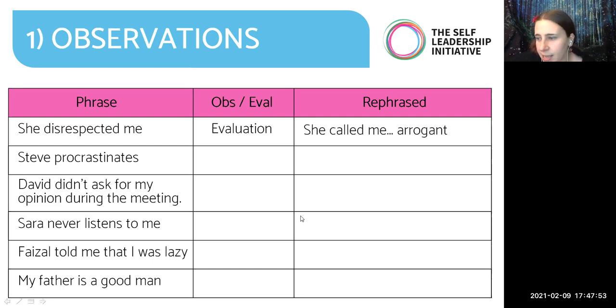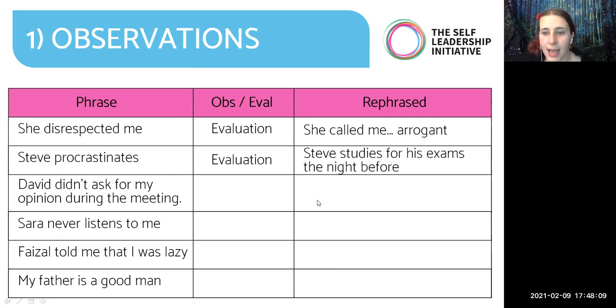Steve procrastinates. 5 of you have said that's an observation, but actually it is still an evaluation. We're still judging that he procrastinates, because again, what that means to us might be different to what it means to another person. If we wanted to rephrase that, we might say, Steve studies for exams the night before. That could be factually true without using procrastinate, which is a labeling word.